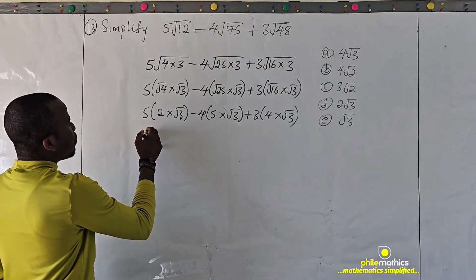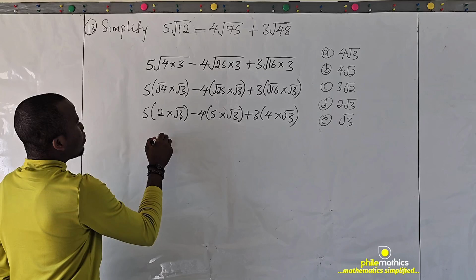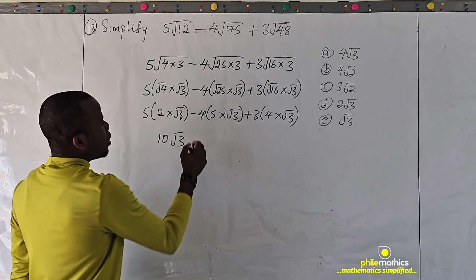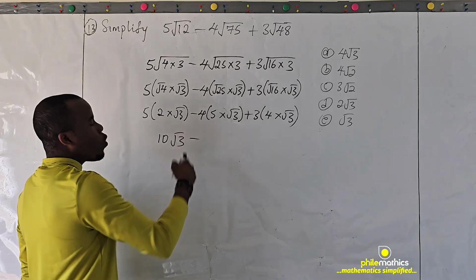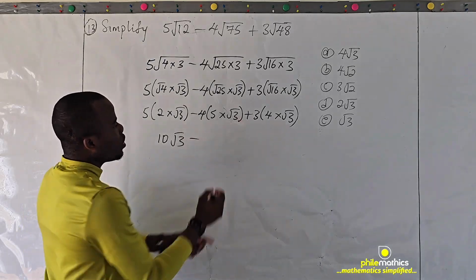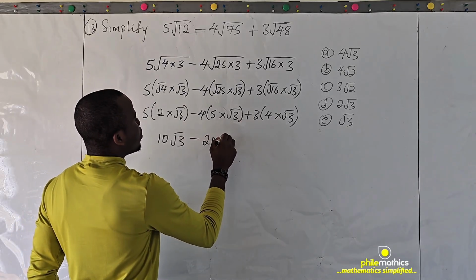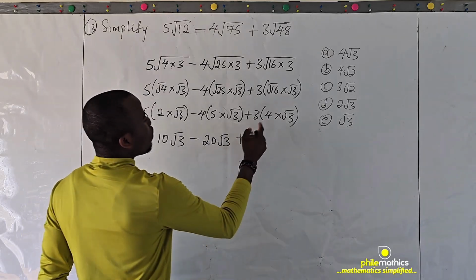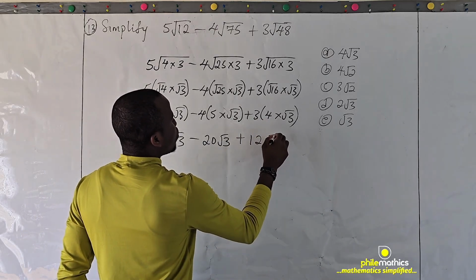2 times 5 is 10. So we have 10 root 3, because 10 times root 3 is 10 root 3. Minus 5 times 4 is 20, and 20 times root 3 is 20 root 3. Plus 4 times 3 is 12, and 12 times root 3 is 12 root 3.